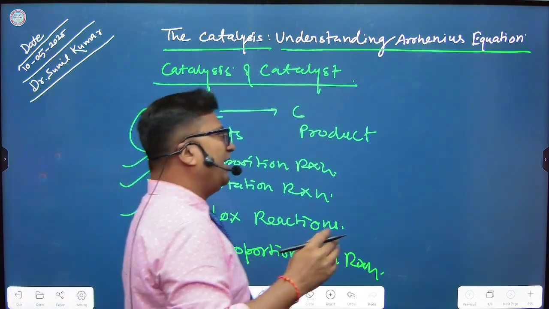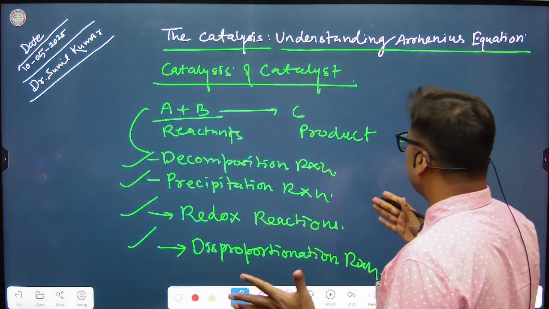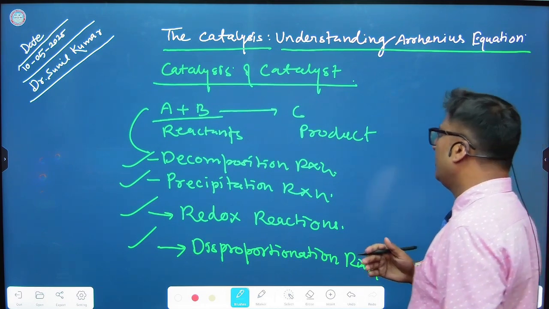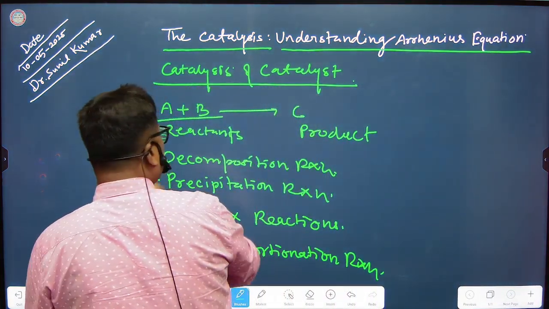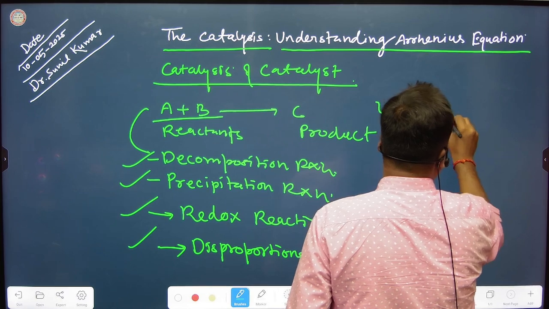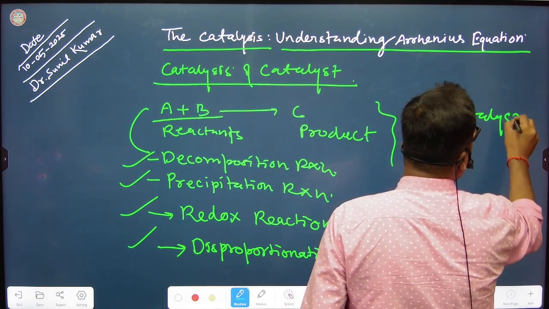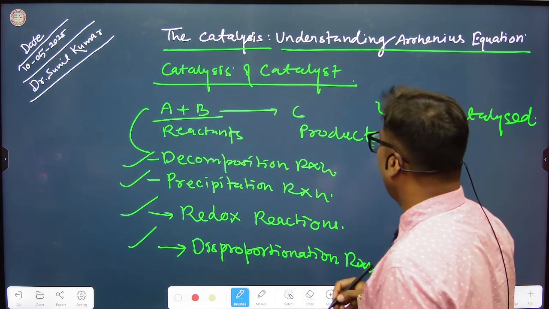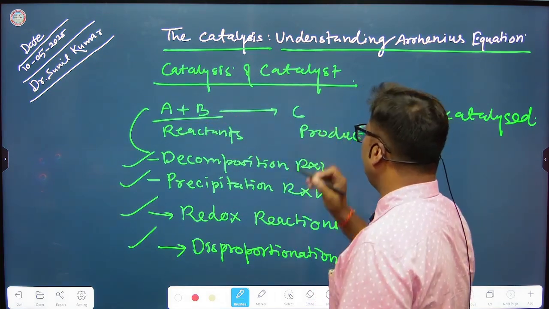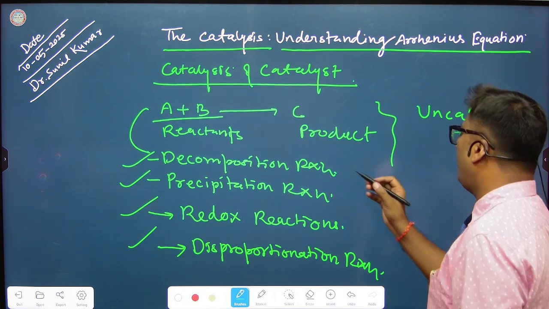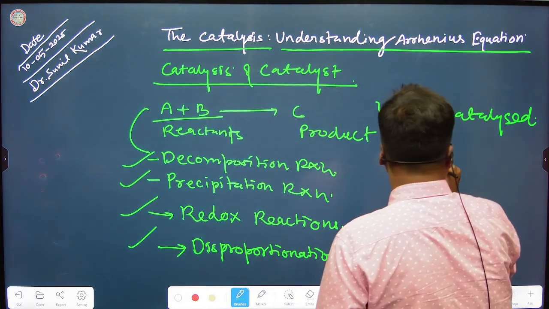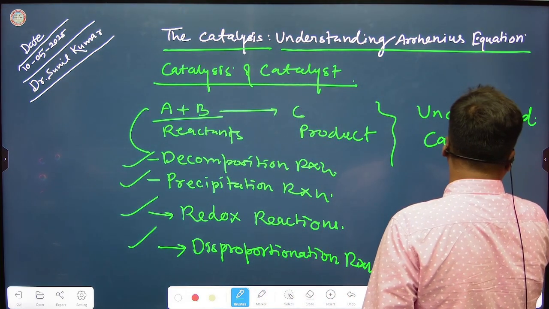So if there is no other substance, or you can simply say if there is no foreign substance, then this reaction is called uncatalyzed, right? But these reactions, A plus B, can form product C in the presence of a foreign substance. Then the reaction is called catalyzed, right?